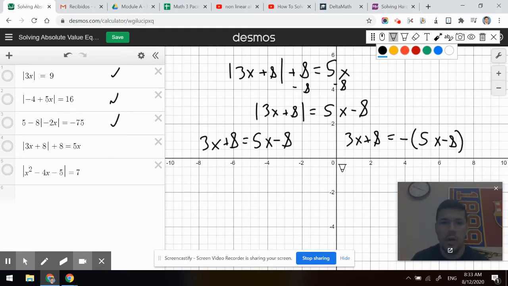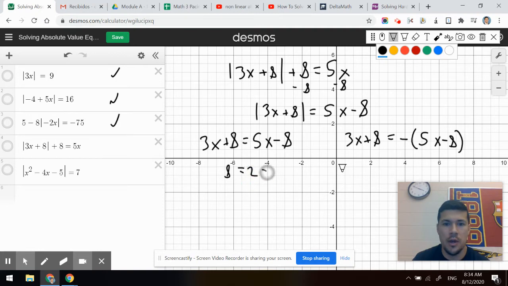So here we go. To solve this equation, I'm going to subtract 3x from both sides. So 8 equals 2x minus 8. I'm going to add 8 to both sides. So I have 16 equals 2x. So divide both sides by 2. So 8 equals my x value, 8.